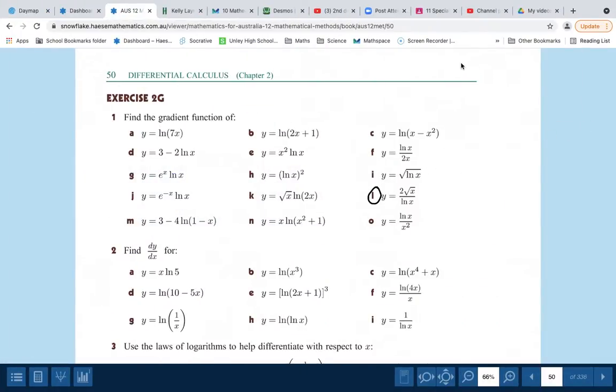So question L I might be rewriting as y equals u on v, where my u is 2x to the power of a half, meaning my u prime is half times 2 is 1, and then we subtract 1 away from our power. And our v term is just log x, and the derivative of that we all know, 1 on x. And then I could apply quotient rule, which hopefully you have memorized.